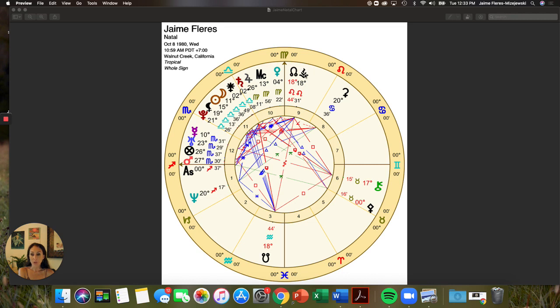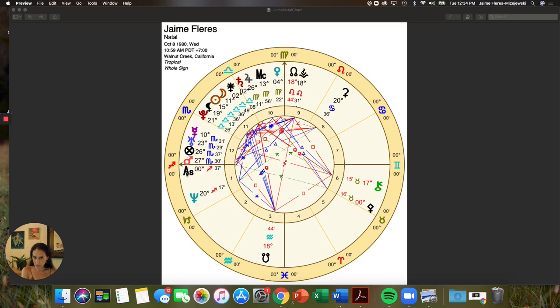This is the asteroid Vesta. This is the asteroid Ceres. This is the asteroid Chiron. This is the asteroid Pallas Athena. This is the south node of the moon. This is Neptune. This is AS, the ascendant, also called the rising. I'll call it the rising or the ascendant oftentimes.